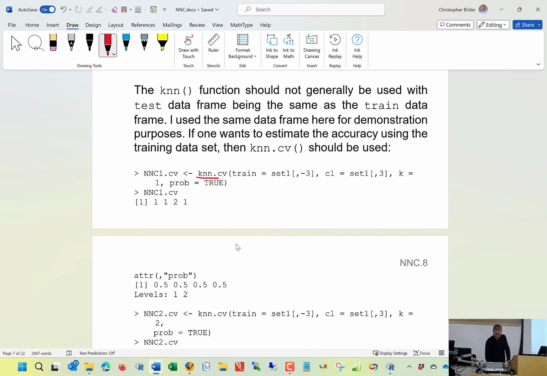Let's look at now using knn.cv. So now we get to what I think is more intuitive about how to actually approach this, where you don't include the observation itself in the set of nearest neighbors. This is how knn.cv works. I specify my training data, so set 1 without that third column. Then I have the CL argument again, which stands for the classifications for those observations that are in my training data. I'm going to use k equal 1, prob equal true.